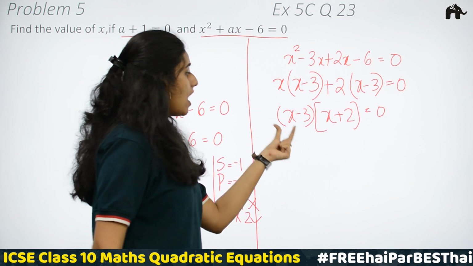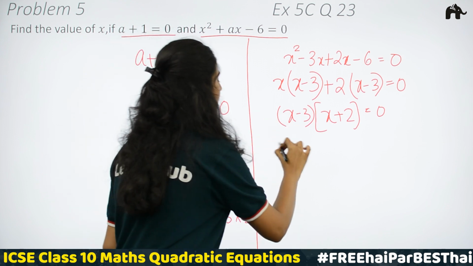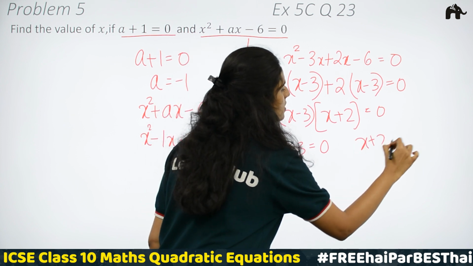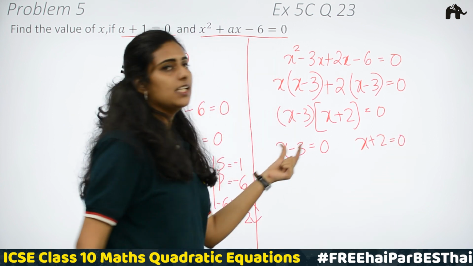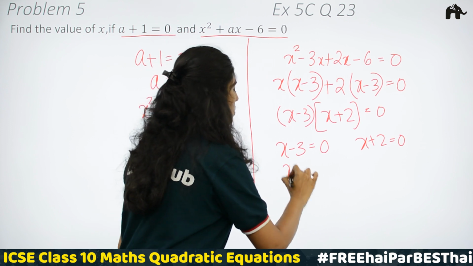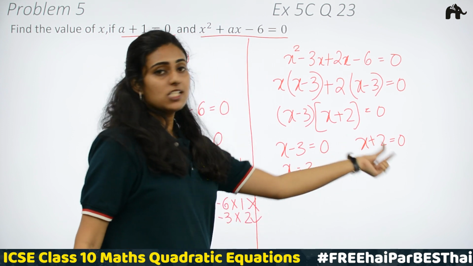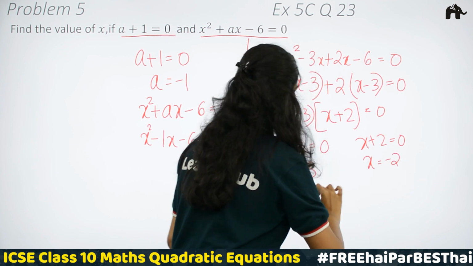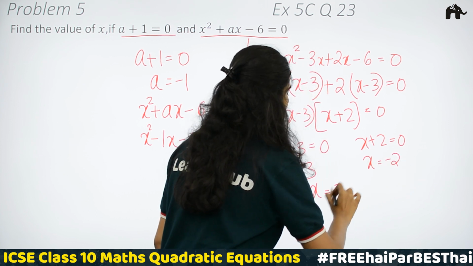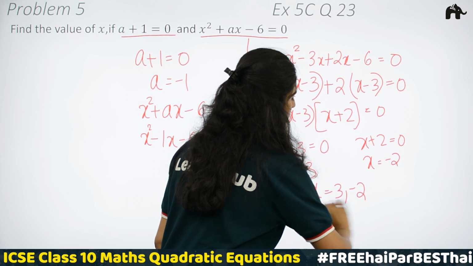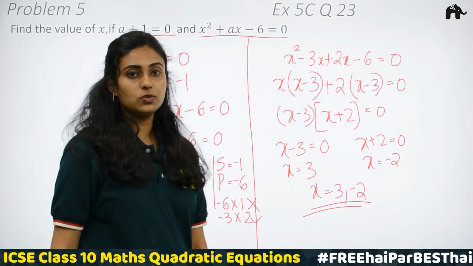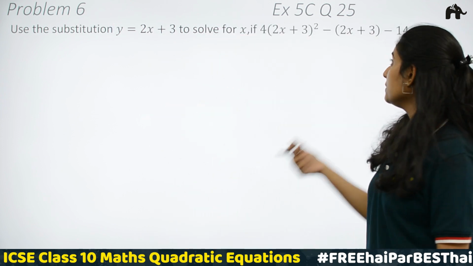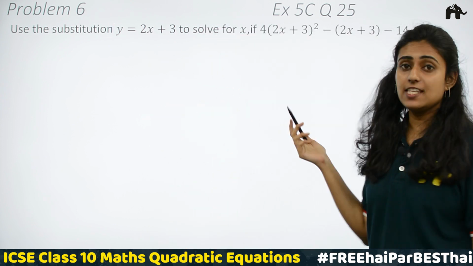Which means, applying the 0 product rule, either x minus 3 is equal to 0 or x plus 2 is equal to 0. If x minus 3 is equal to 0, then x is equal to 3. If x plus 2 is equal to 0, then x is equal to minus 2. The possible values of x are, x is either 3 or minus 2. Clear? Next, problem 6, question 25 of exercise 5C.